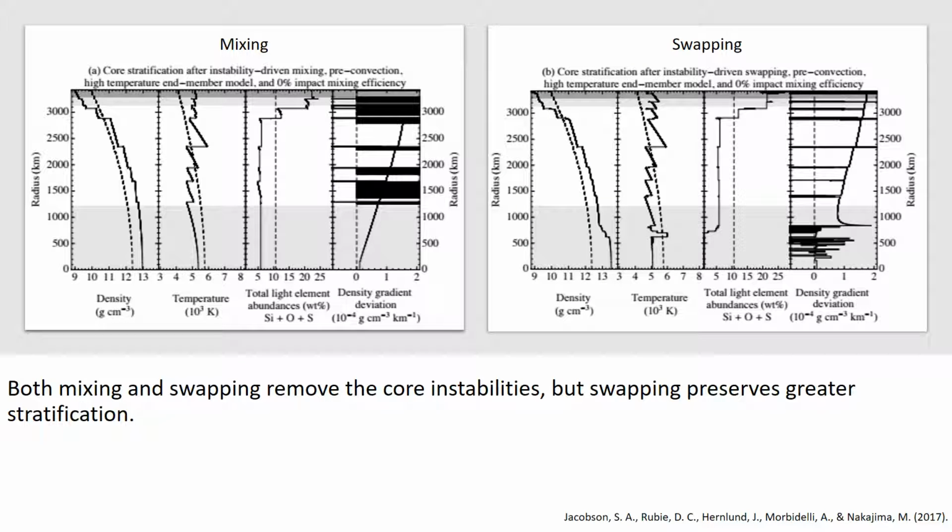These two plots show the density profile after mixing or swapping has been enforced. You'll notice that the density profile for swapping retains more structure, as shown by the greater distance between the black curve and the dashed line. Notice that neither removes all of the core instabilities and that further mixing would be required to remove all of this structure.